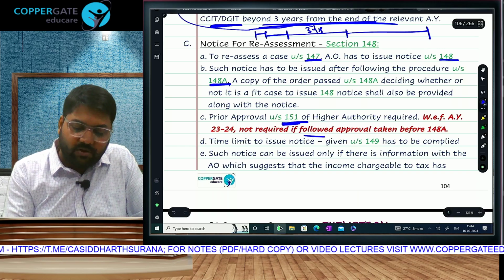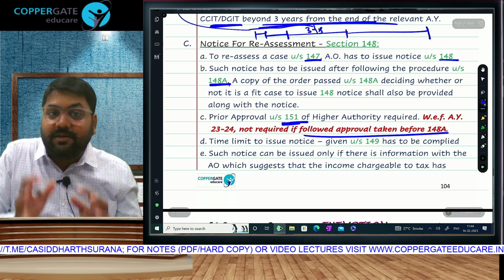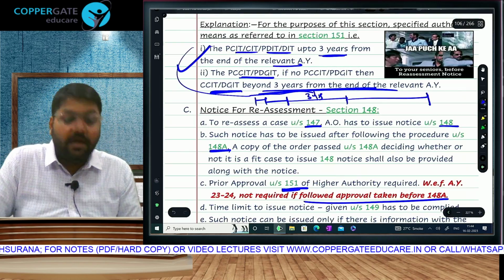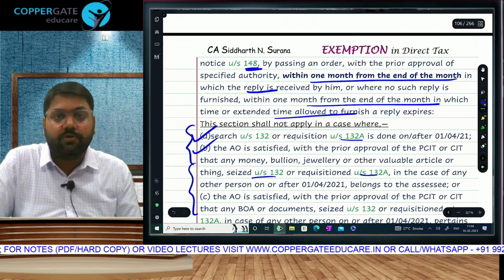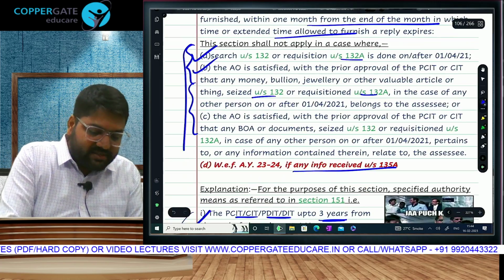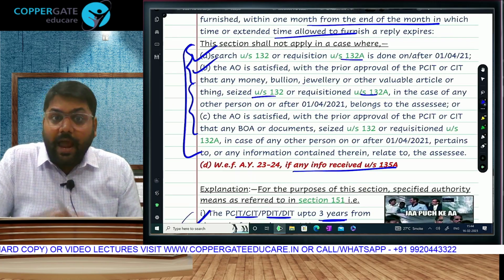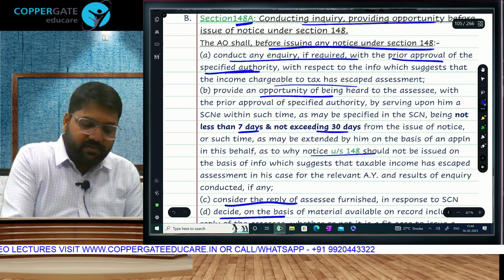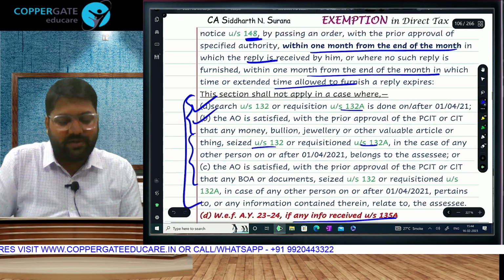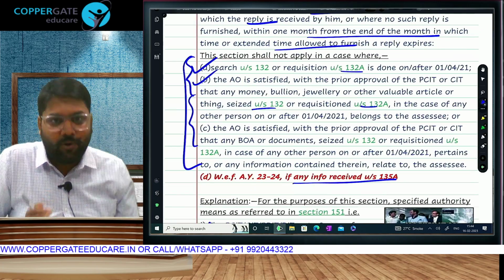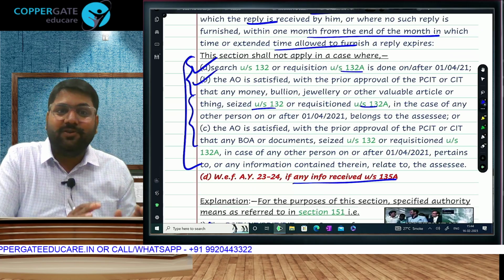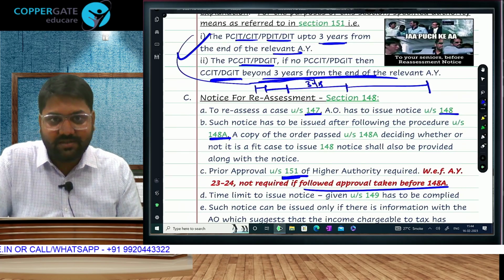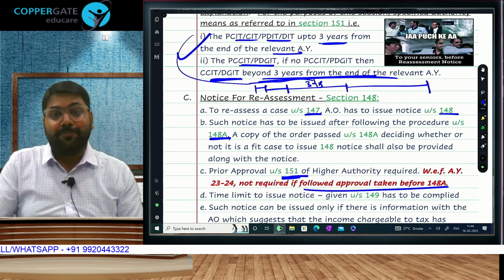However, if the approval was taken before 148A, see, there will be some cases where procedure will not be followed, direct notice, then we have to take approval before notice. And there will be some cases where the procedure has to be followed. If anything does not fall in these cases, that means the procedure has to be followed. And in that procedure, if you have taken approval of higher authority, the procedure itself requires that you have to take the approval of the higher authority, then again before notice. See, first the approval, then you follow procedure. Once you follow the procedure, then you give notice, then at that time no need to take approval again. But cases where you give notice without procedure, there you will have to obviously take the approval before the notice.